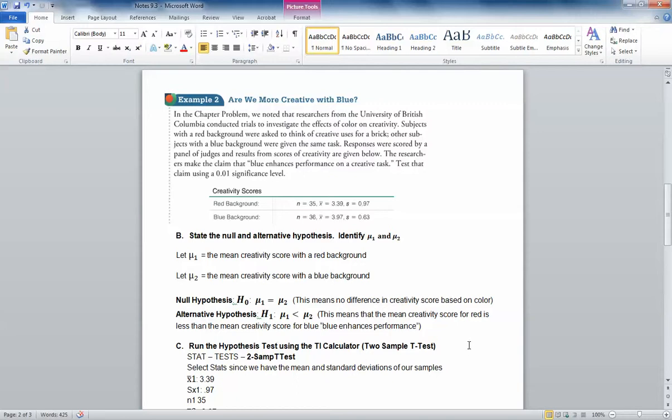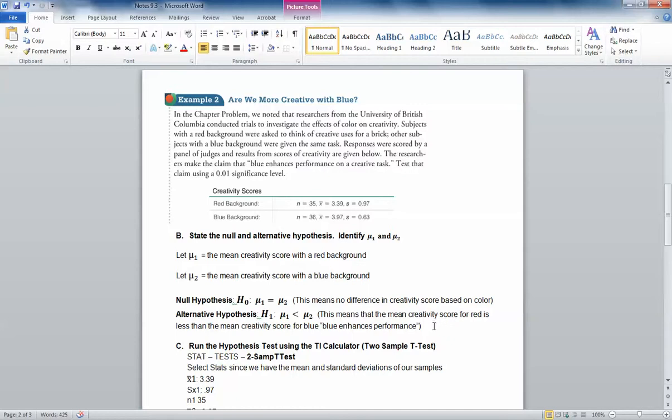Our alternative, we're trying to say, the claim was that blue enhances performance, and if we let mean 1 be red, that means that red would be less than blue. So the mean creativity score for red is less than the mean creativity score for blue.